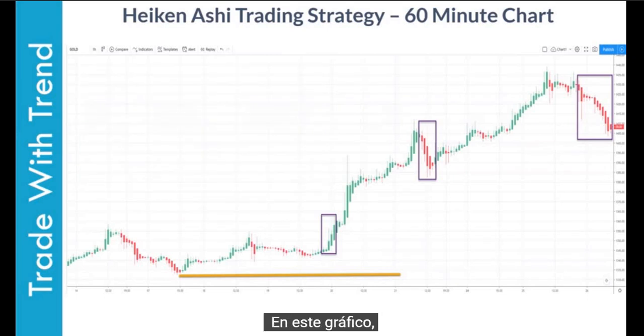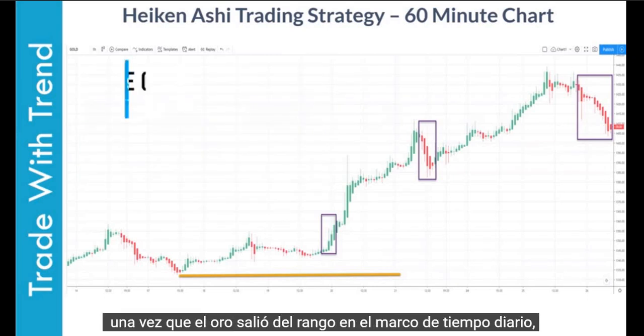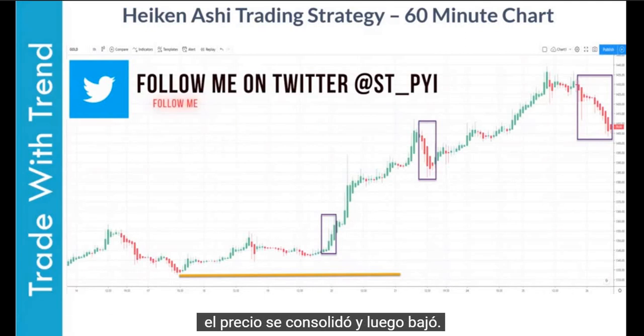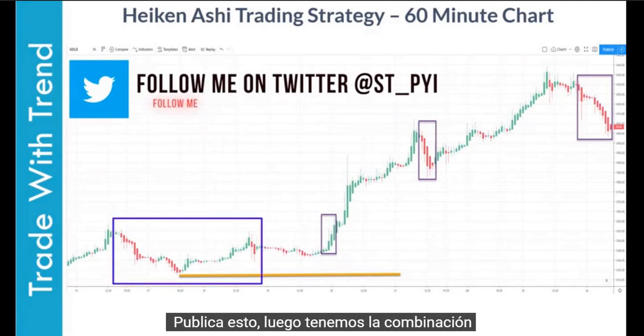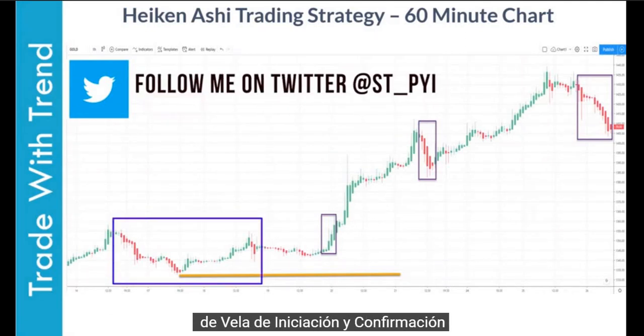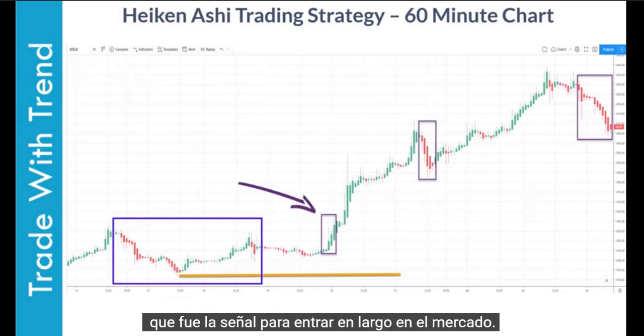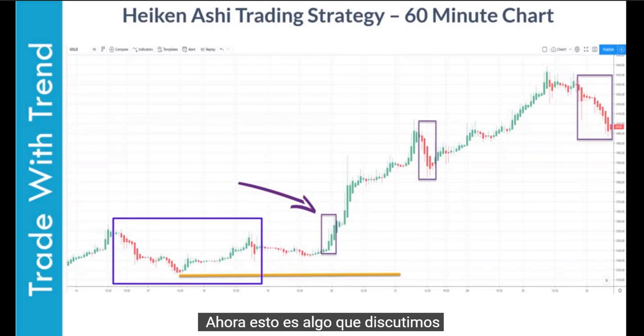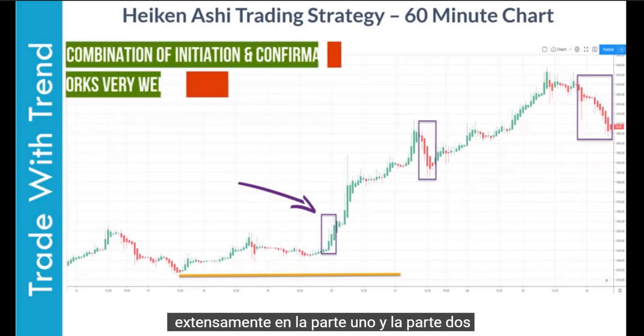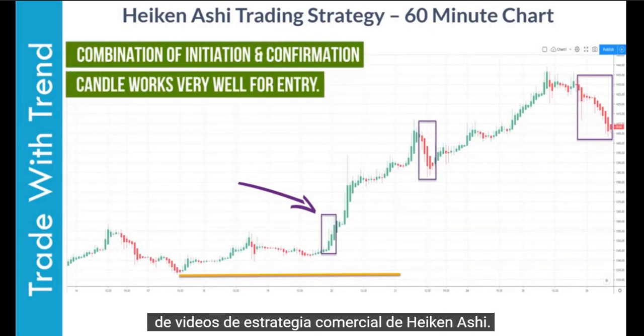In this chart, once gold broke out of range on daily time frame, price consolidated and then moved lower. Post this, we then got combination of initiation and confirmation candle, which was the cue to go long in the market. Now this is something which we discussed extensively in part 1 and part 2 of Icon-SE trading strategy videos. So let us look at this chart again.